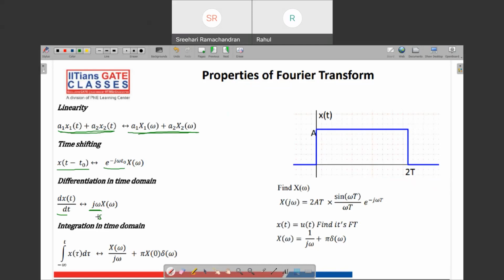Now integration in the time domain is slightly different than the Laplace. When you do the integration in the time domain, you'll get X of omega divided by j omega, and other than this, you'll get this term also, which is pi X of 0 delta of omega. So this is the other term which we get as compared to the Laplace transform. In the Laplace transform, you'll just get X of s divided by s. There won't be any other term. But in the case of the Fourier transform, you are going to get this extra term.